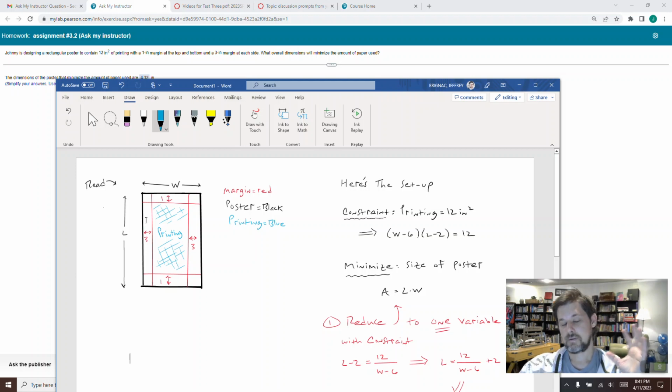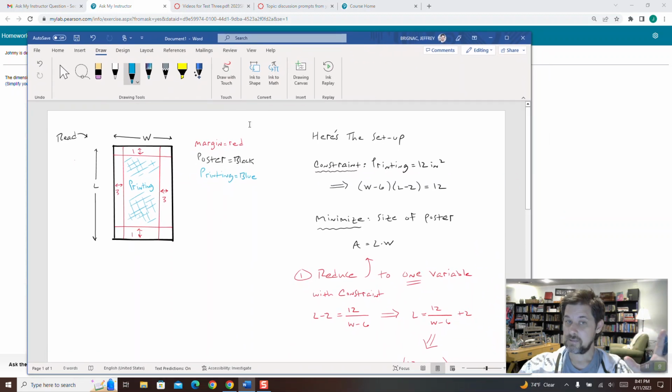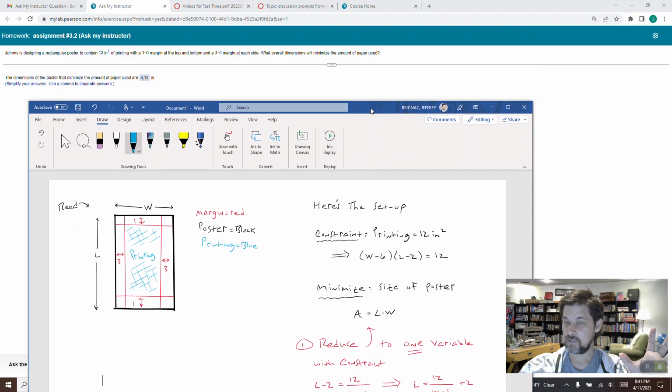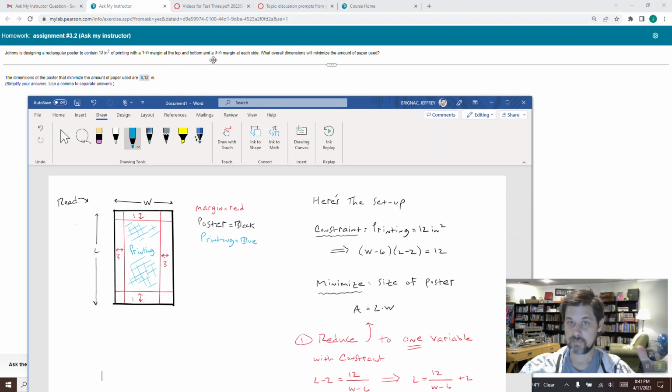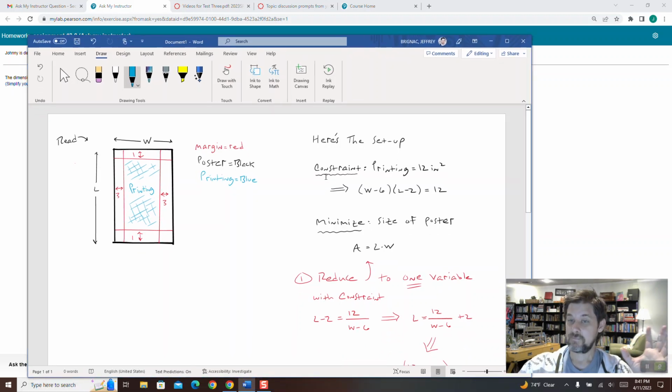Now the setup from there would go something like this. This is an optimization problem, meaning that I want to minimize or maximize something, so I'll have whatever I'm trying to minimize or maximize, and I'll have some kind of constraint. If it weren't for the constraint, the minimum would be 0, but I have to have 12 square inches of printing on it. So here's the setup. The constraint is that I have to have 12 square inches of printing on it.